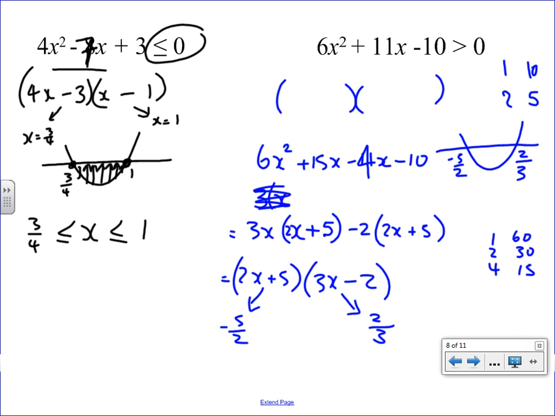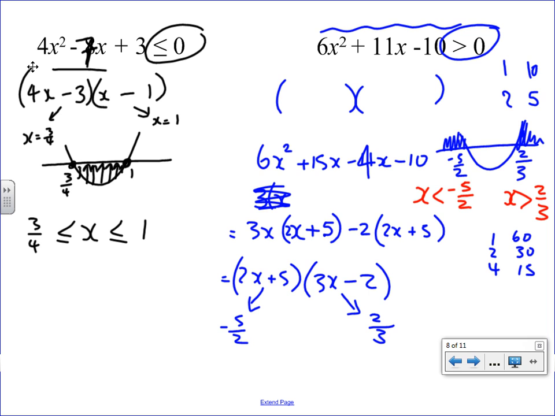And I want the graph to be positive, so I want these bits and these bits. I want to be to the left, not equal to, minus 5 over 2, or to the right of 2/3. Yeah, the whole bit's the factorising.